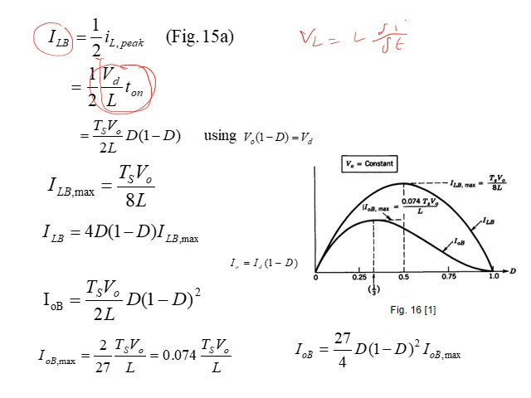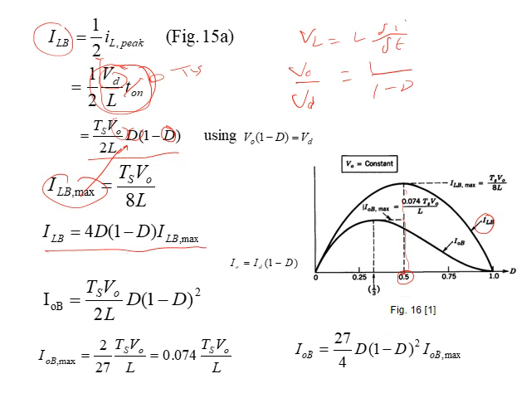Now T on is dTs, and we can change Vd into Vo. We know Vo over Vd equals 1 over 1 minus d. We can substitute for Vd by its value. Now if I sketch this equation on the graph, you can see this is ILB. It's peaked at 0.5. So if I substitute for D by 0.5, I get the maximum boundary inductance current. I can re-substitute here to express it in terms of maximum current.